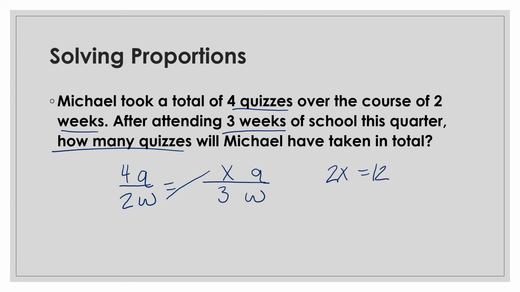So to solve this one-step equation, remember we're going to divide by 2. Those will cancel because 2 divided by 2 is 1, and we don't put a 1 in front of our variable. And we have to divide by 2 on the other side, and 12 divided by 2 is 6. So he will have taken 6 quizzes in 3 weeks.